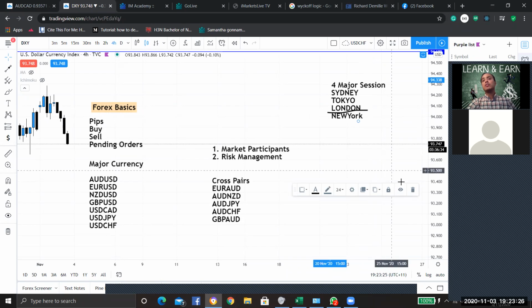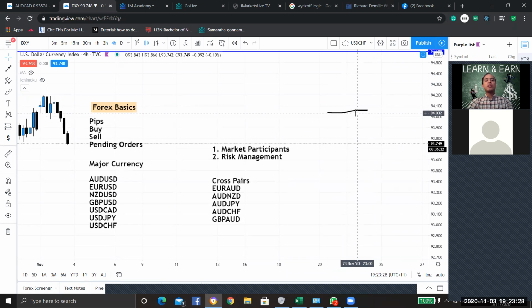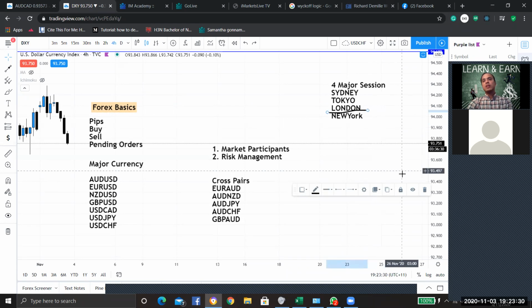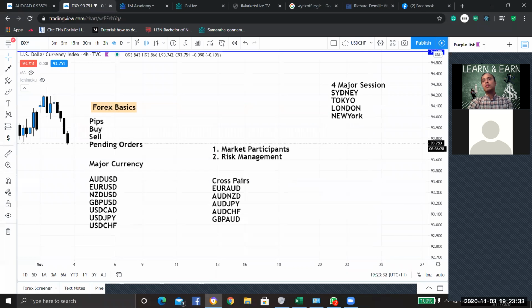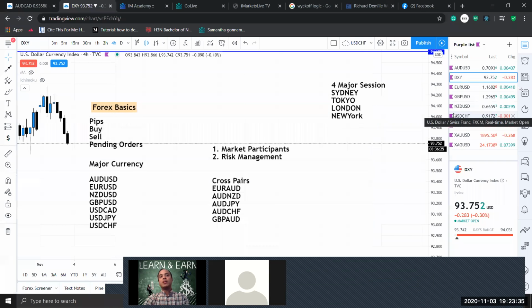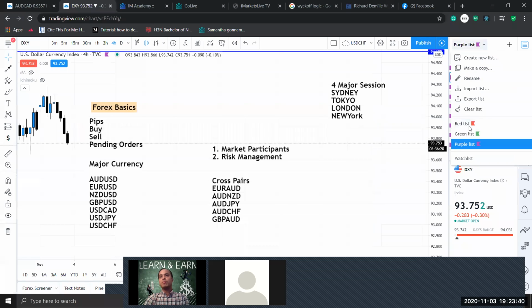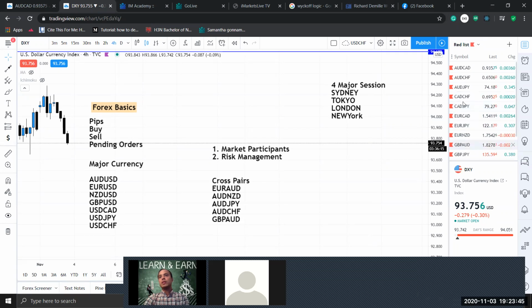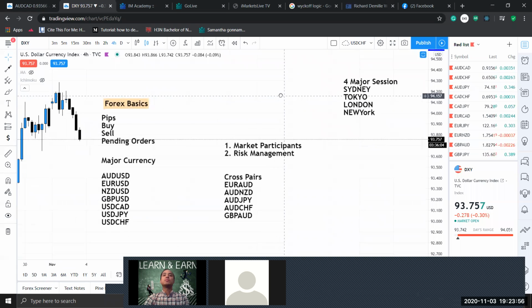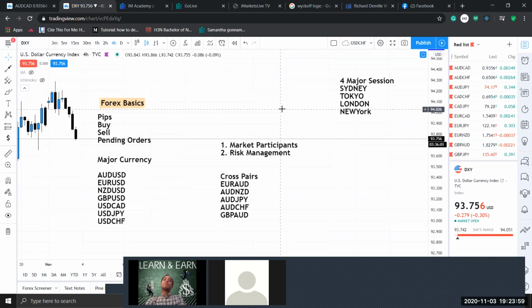In those sessions, London and New York, right now the London session is on, and you can clearly see that there is a lot of movement in the market, especially in the Euro pairs and GBP pairs. You can clearly see red and green candles happening rapidly. That is how volatile the London and New York sessions are. So basically these are the sessions where we trade, five days a week.